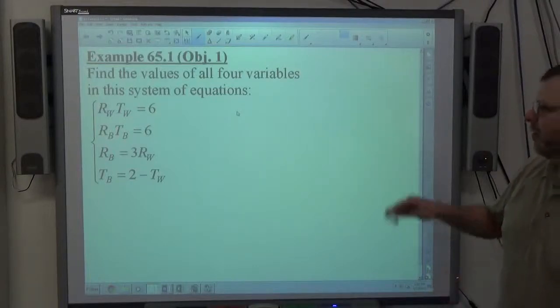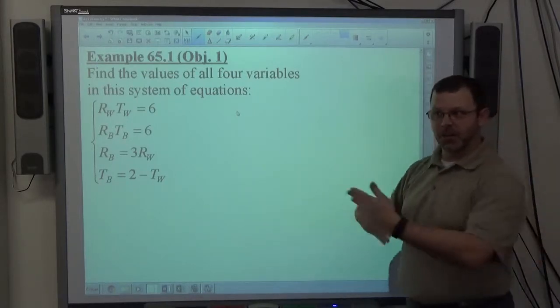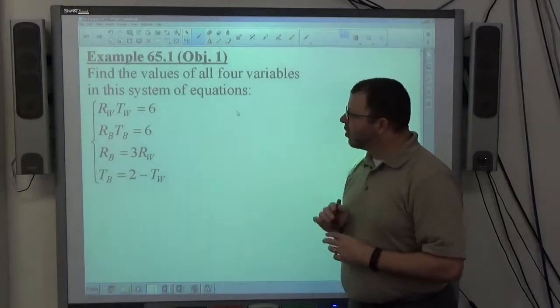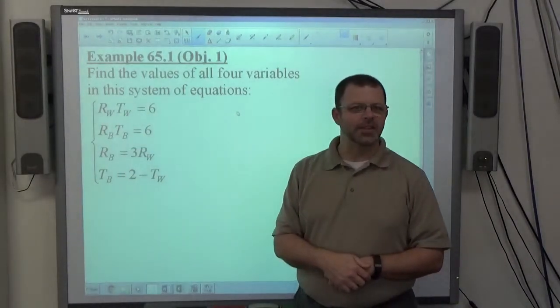Right, example 1. We've seen these problems already. And usually we had one equation that had all the variables in it, right? We call that the main equation. And then we had all the substituting equations from there. The trick to this is that none of these equations have all the variables in it. That's what makes it different.